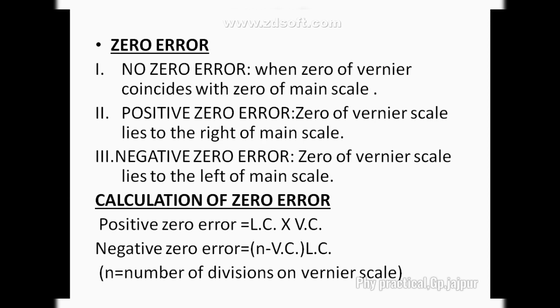Calculation of zero error. Positive zero error is least count into vernier coincidence, then negative zero error is n minus VC into LC, where n is the number of divisions on vernier scale. As I already saw, the number of divisions on the vernier scale is 0 to 10 divisions. Okay.